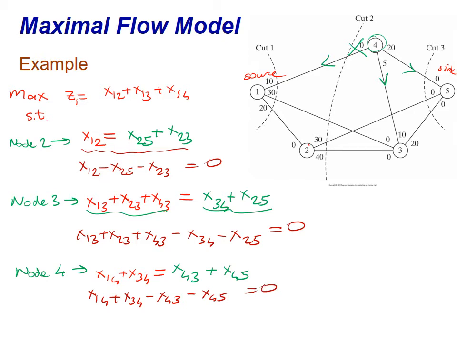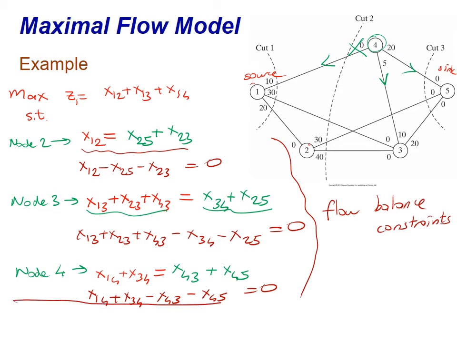Okay, so these three constraints written for all the nodes except the source one and the sink one are the flow balance constraints. And what about the other constraint, which is the arc capacity constraint? The arc capacity constraint says that the amount of flow on each arc should be less than or equal to the capacity of the arc.